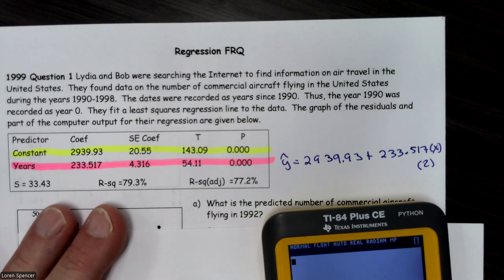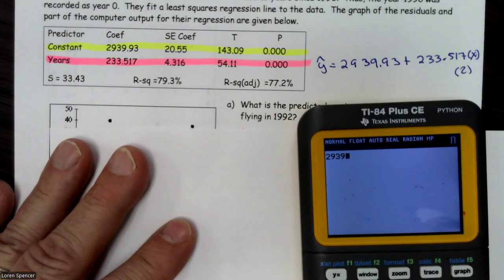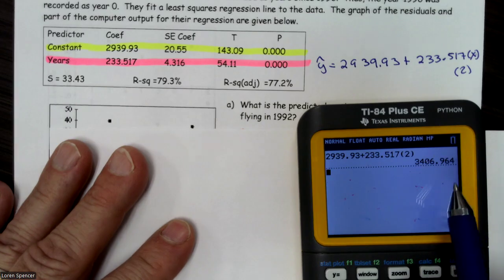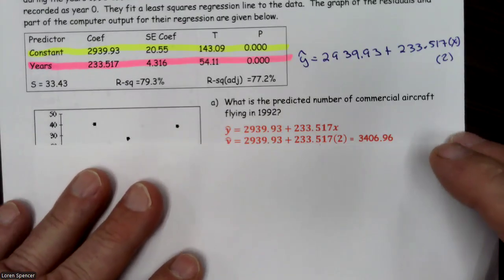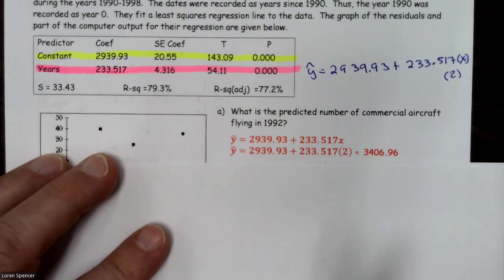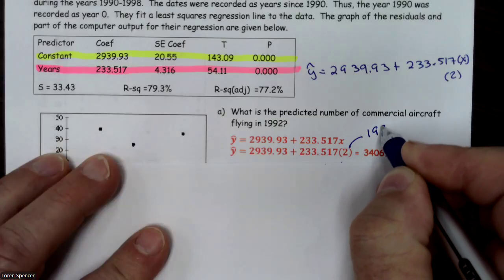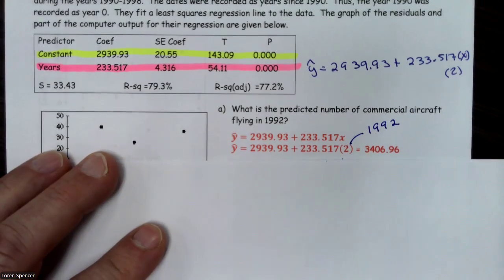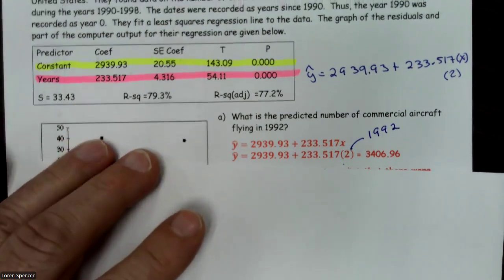So when we do that, 2939.93 plus 233.517 parentheses 2. And we get 3,406.94. All right. And all we did was plug in 2, and that was because that represented 1992 as year 2. Okay. Next thing.